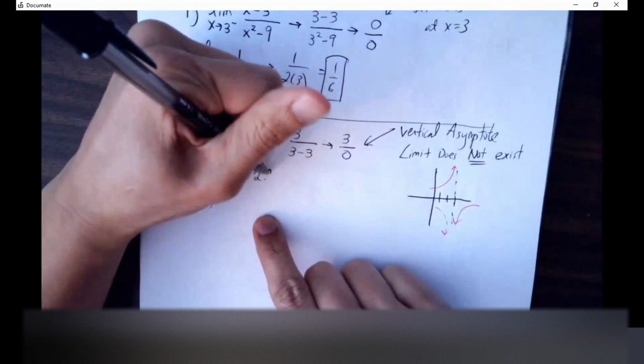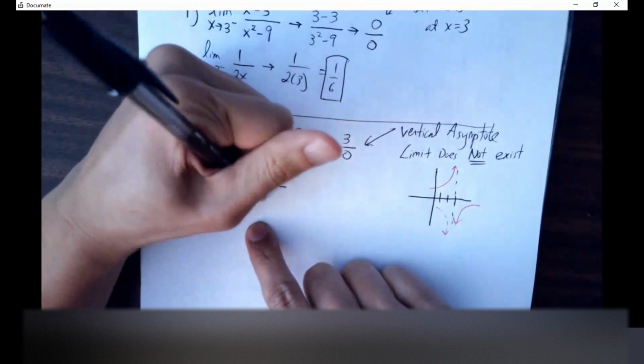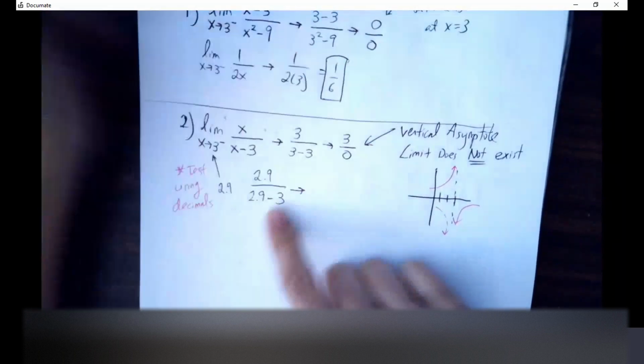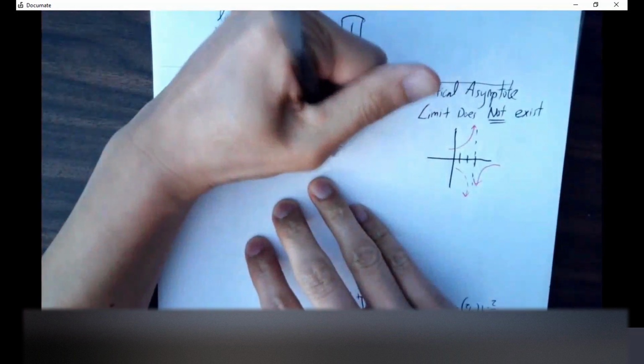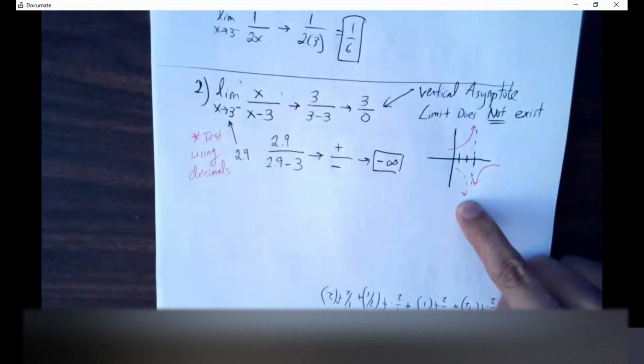So 2.9 divided by 2.9 minus 3. I don't really care about the value. I just want to know what the sign is. Numerator is positive, denominator is negative. So negative tells me it must be looking like this.